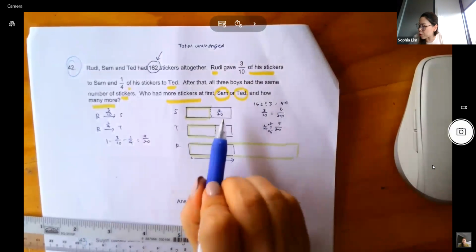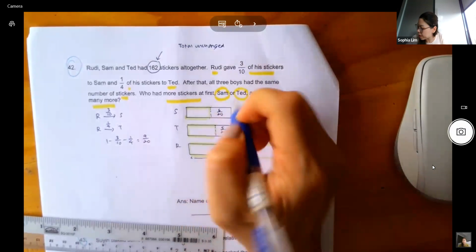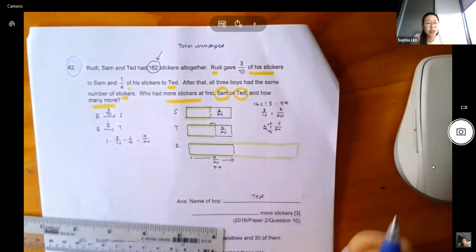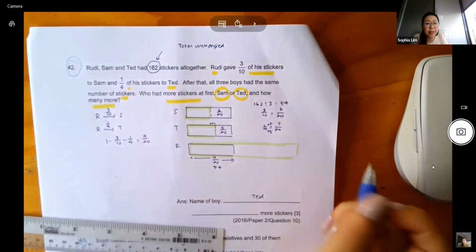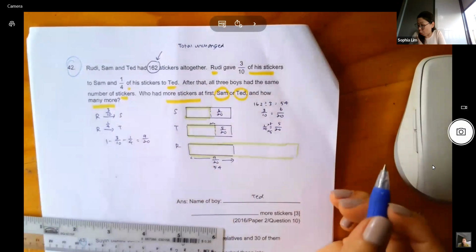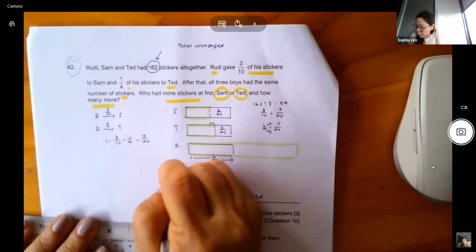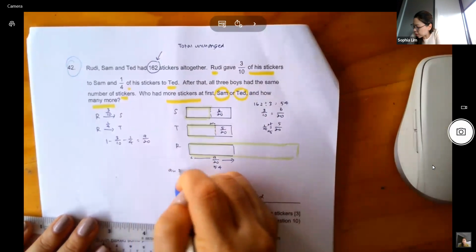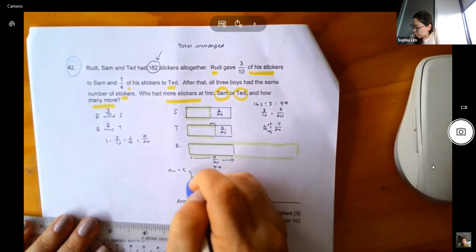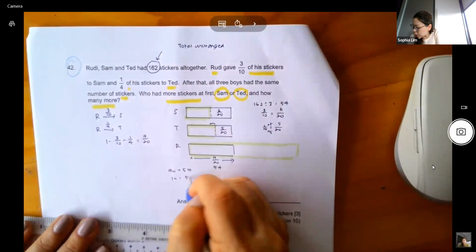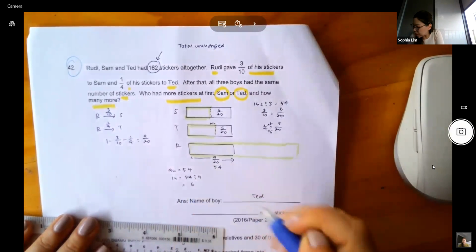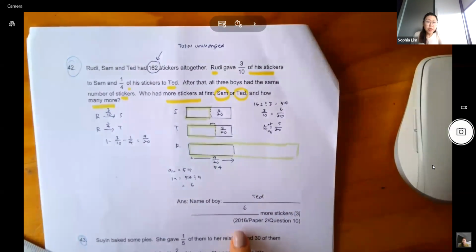So how many more? You check. 6 out of 20 versus 5 out of 20. Actually, it's just 1 out of 20. Meaning you just need to find that 1 unit. So if 9 units is 54, 1 unit is 54 divided by 9, which is 6. Well, it looks very simple.